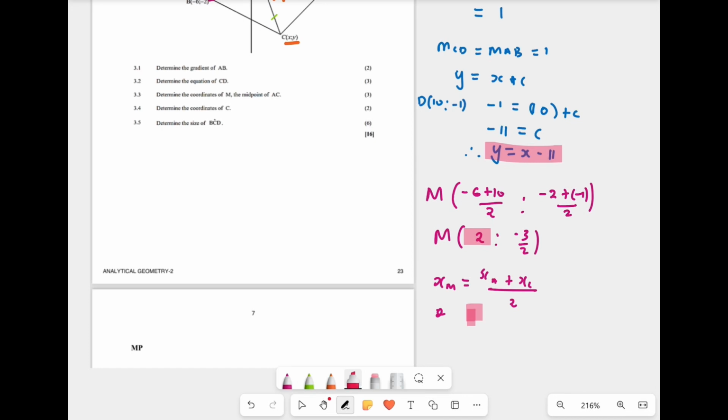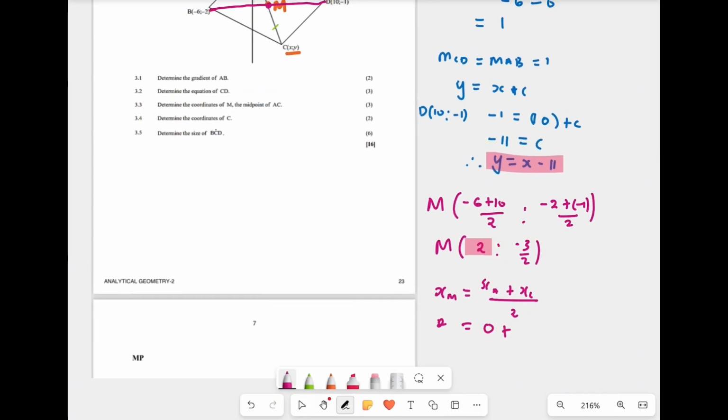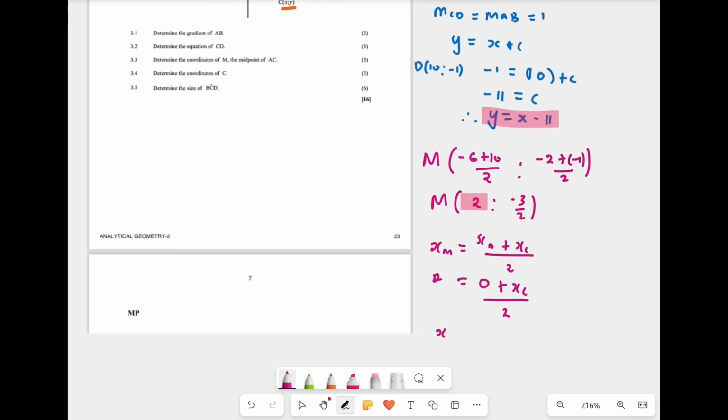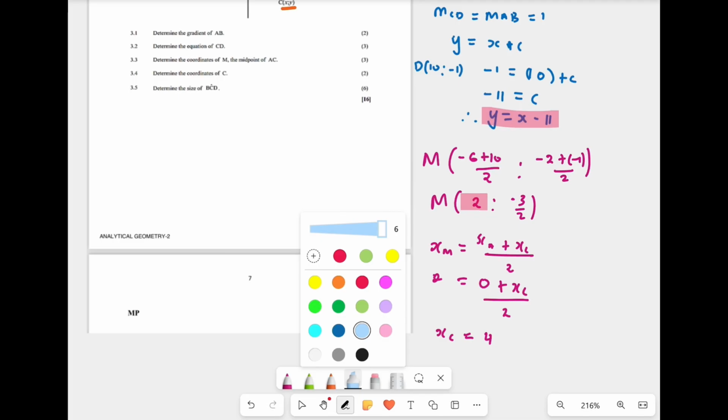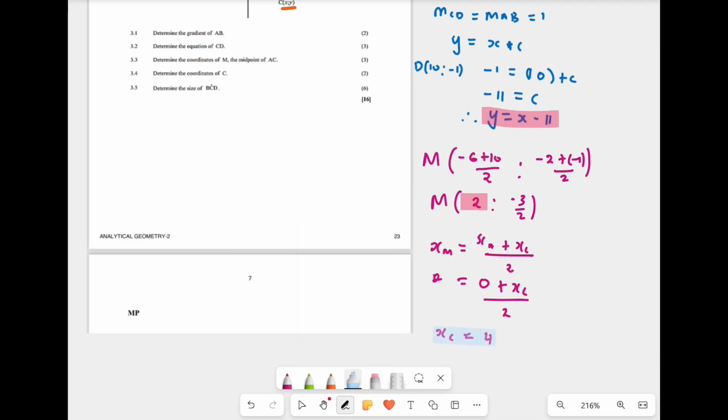So 2 is equal to XA, which is 0, plus our XC, all over 2. And then here we multiply everything by 2, or we cross multiply. So we are going to have XC is equal to 4. So we do now have the X coordinate of C, which is 4.